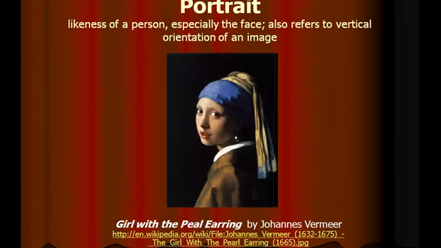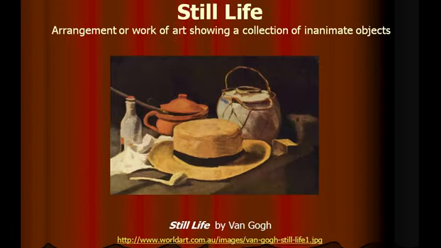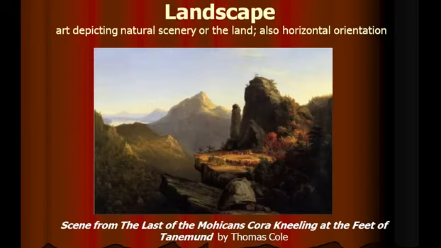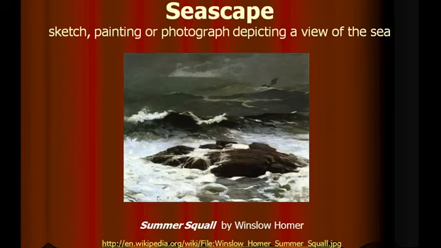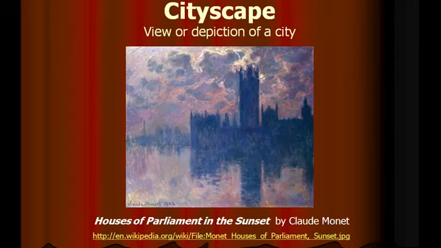Portrait is a likeness of a person, especially the face, and it often also refers to a vertical orientation of an image. A still life is an arrangement or work of art showing a collection of inanimate objects. A landscape is art depicting natural scenery or the land, and usually has a horizontal orientation. A seascape is a sketch, painting, or photograph depicting a view of the sea. A cityscape is a view or depiction of a city.